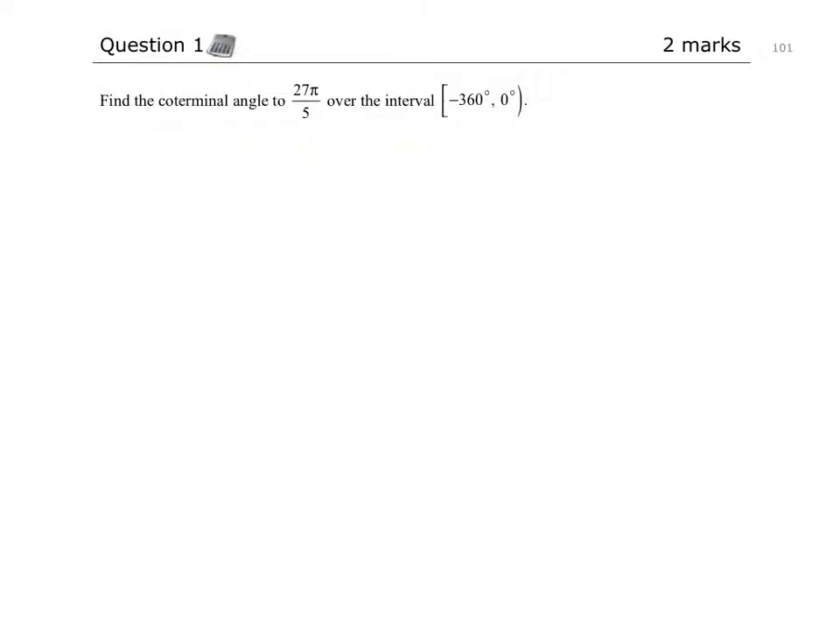Question 1. Find the coterminal angle to 27 pi over 5 in the interval from negative 360 degrees to 0. It's interesting to note that the angle they give us is expressed in radians, and the interval they want us to express the answer in, I'm assuming, is in degrees.